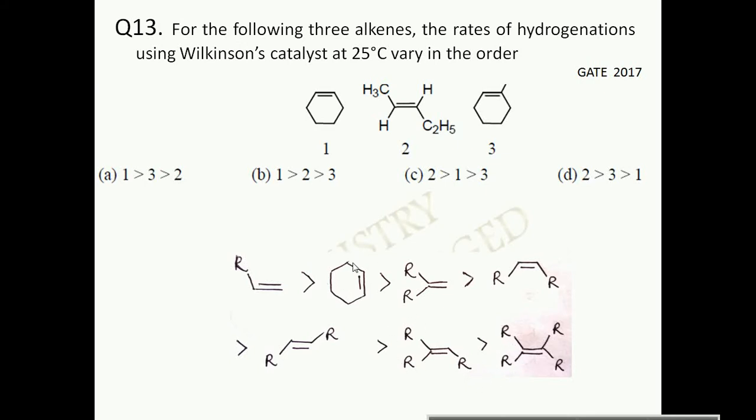So in the series, first we have cyclohexene and next we have the disubstituted trans alkene. So option second, and option 3 is the alkene with 3 substitution. The rate of hydrogenation for it will be the lowest for this reaction. So 1, 2, 3. The option B will be the correct answer.